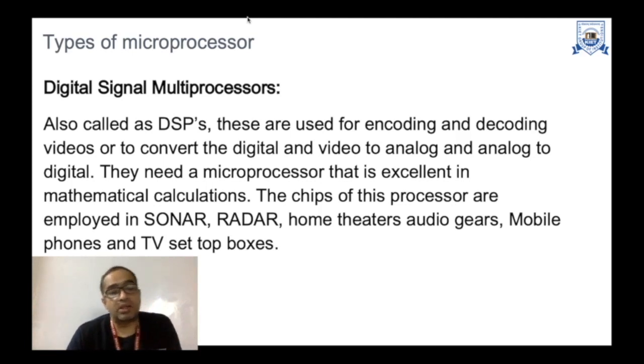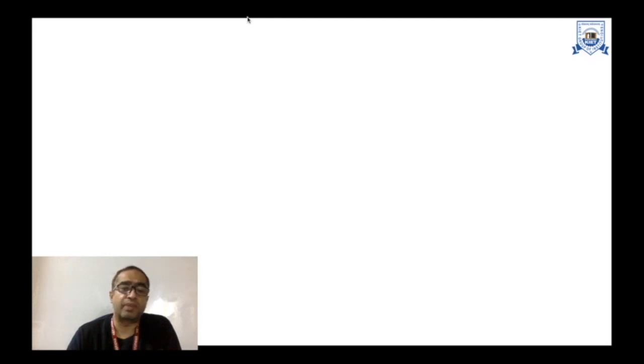The last is the digital signal processors, called DSPs. They are used for encoding and decoding videos, and they are majorly deployed in sonars, radars, and TV set-top boxes.